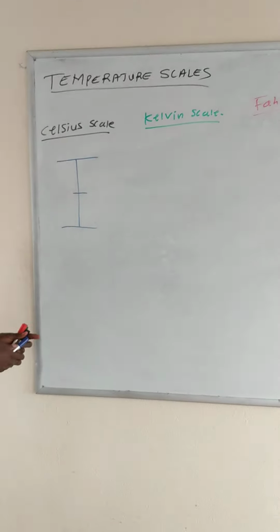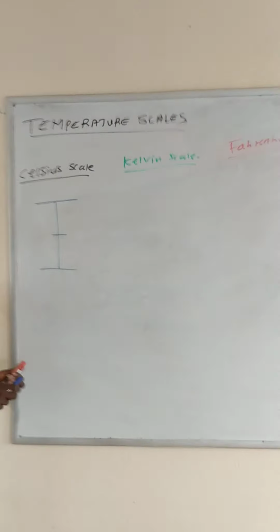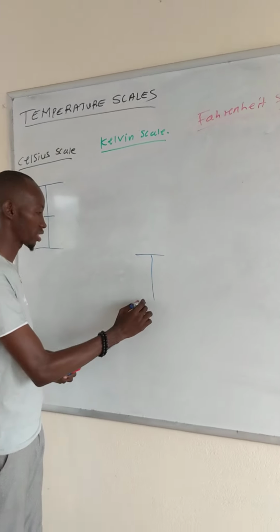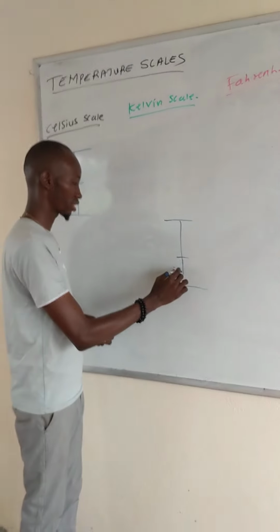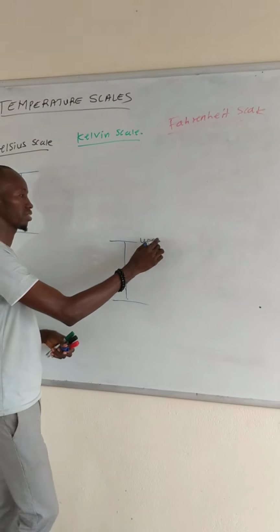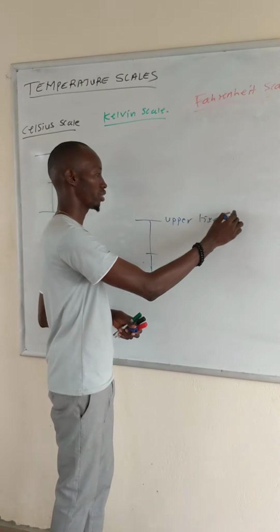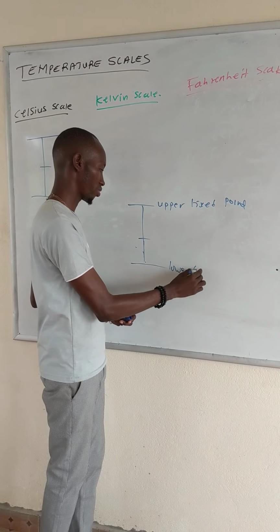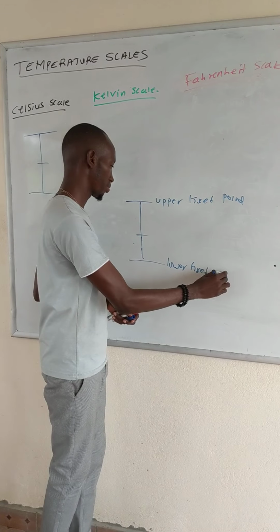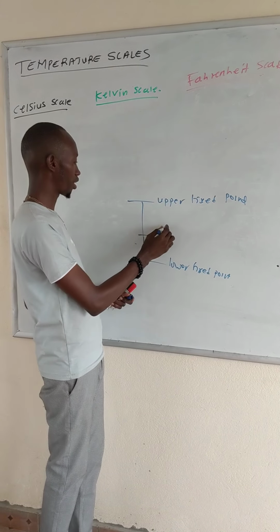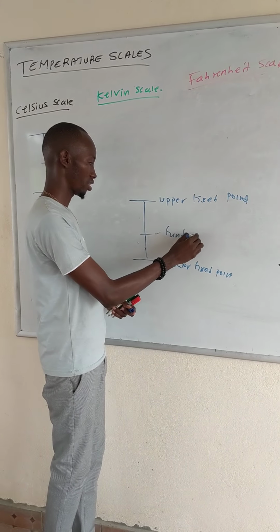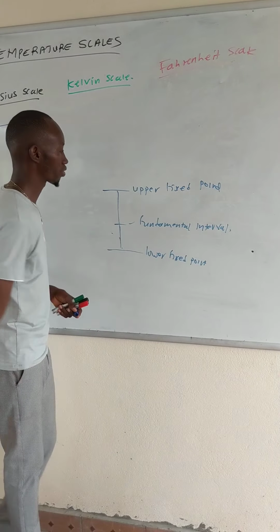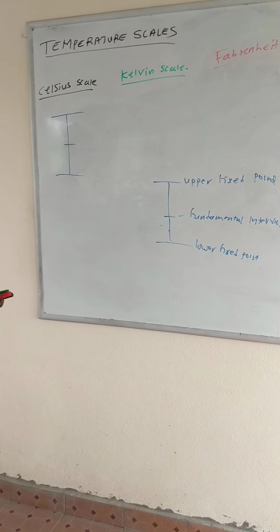This brings us to another three key terms, which we call the lower fixed point, the upper fixed point, and the fundamental interval. These are some of the terms you might be asked to calculate.